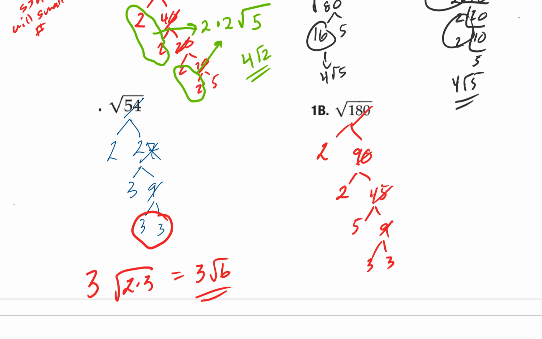Look for the pairs. So I have a pair of 2s and a pair of 3s. So again, that makes a 2 on the outside. That makes a 3 on the outside. And radical 5 is left inside. So I get 6 rad 5.